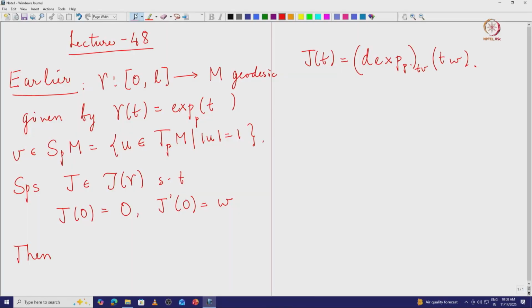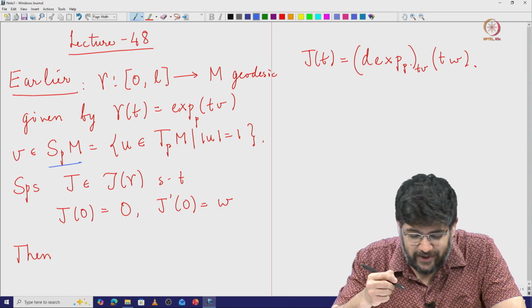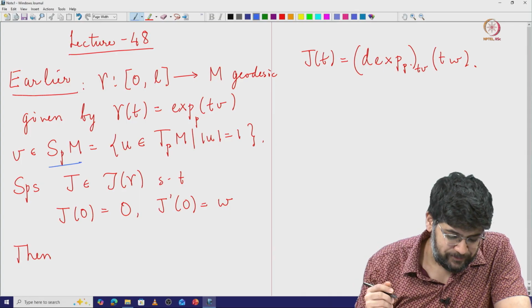Before that, let me remind you what we saw in an earlier lecture, I think maybe about 2 or 3 lectures back. Suppose you are given a geodesic gamma from 0 to L to M, and let us say it is given by the exponential of t times some vector v, where we will normalize so that v belongs to the unit tangent sphere. So this is basically just the set of all tangent vectors with norm 1, right.